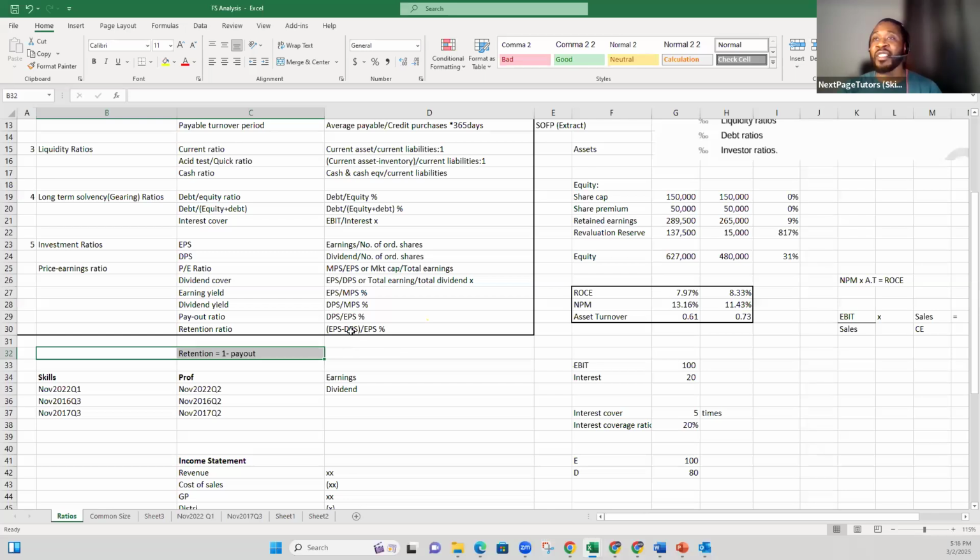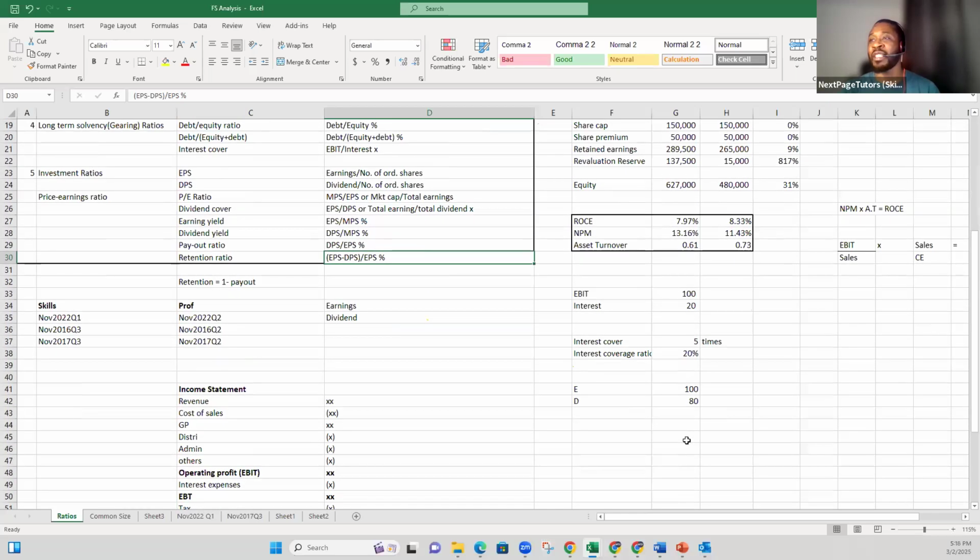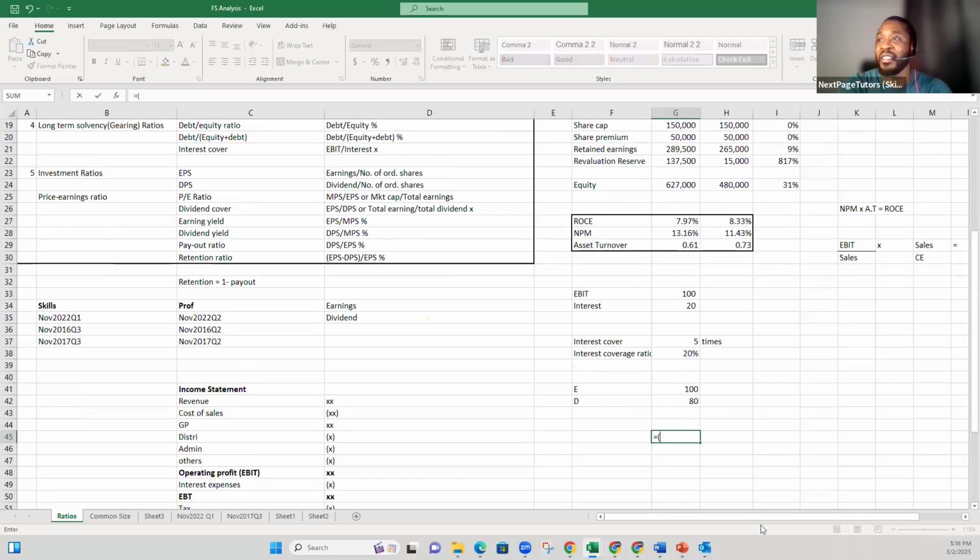But a standard way to get it is to say, earnings per share minus dividend per share, divided by earnings per share. And what are we saying? Look at it. Earnings per share is 100 minus dividend per share 80, everything divided by earnings per share will give us 20%.